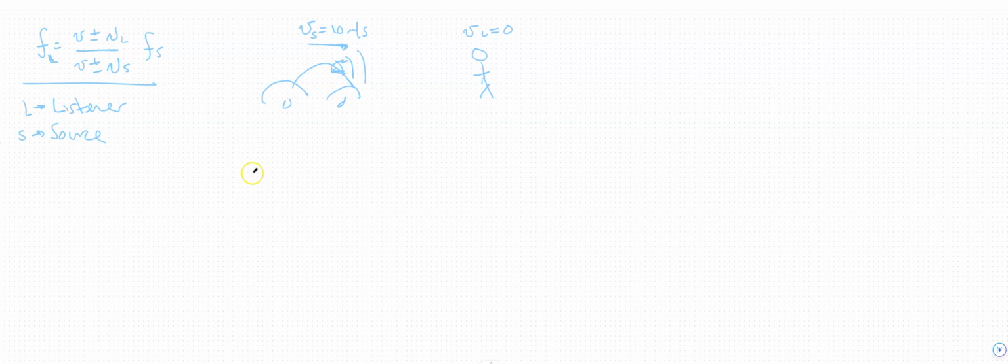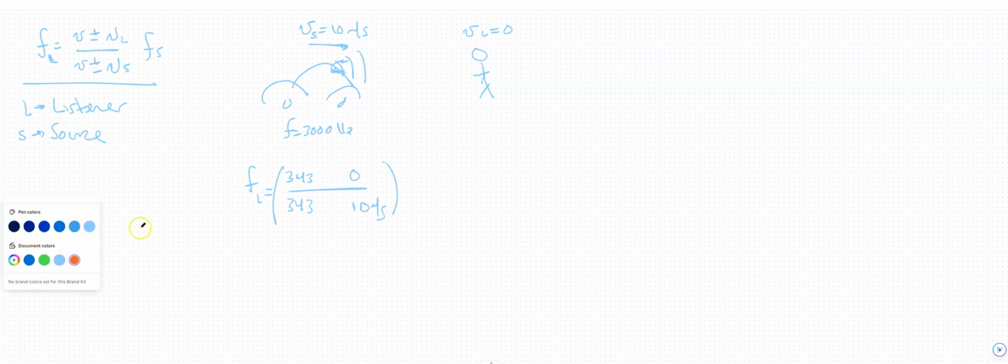How do we determine the frequency the listener will detect if the car is moving at 10 meters per second? Let's say the frequency of the siren is 3000 hertz. So what you will do, V is the speed of sound, so let's just use 343. The listener is not moving, so 0, and the source is moving at 10 meters per second. Everything is in meters per second. So now what do you do with the plus minus here and here? Well, there is a very simple rule that I can show you.